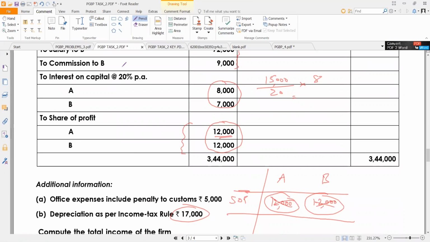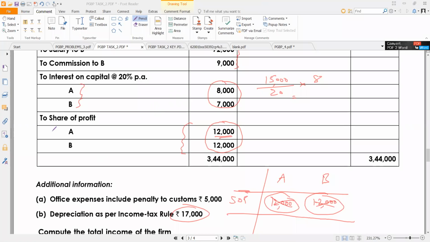Interest on capital. Interest on capital, A and B. Partners received it, right? For the firm, it was expenditure. For the partners, it would be income. Question: taxable, not taxable? Taxable, taxable, taxable. So, people are misinterpreting things here.